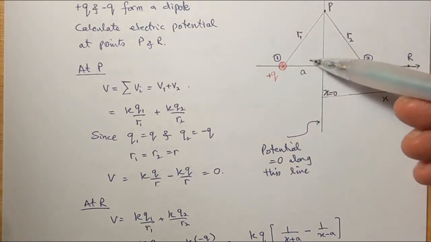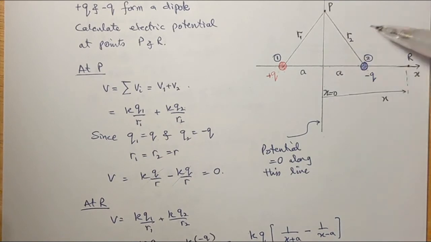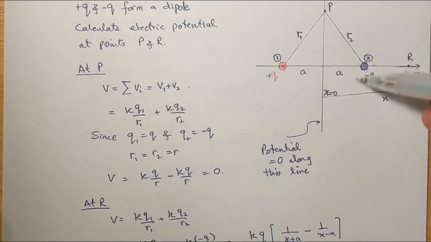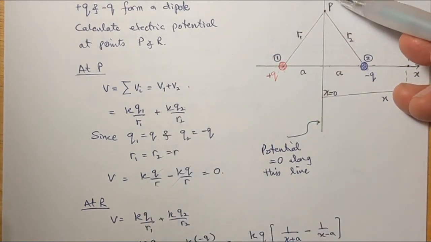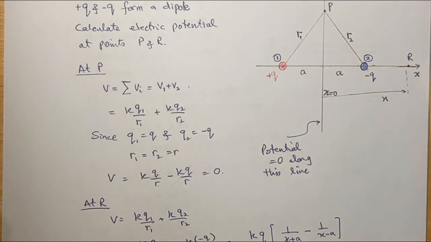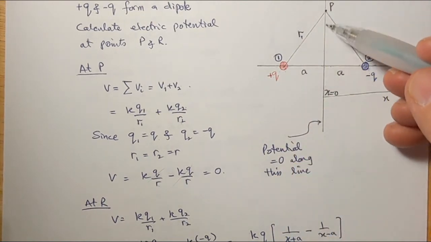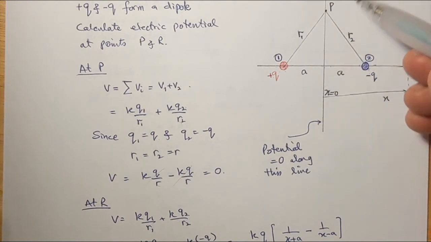So this side has positive potential, this side has negative potential because it's minus. We put a negative over here, so the potential here is negative, here is positive, and along this line it's 0. If the 2 charges were not equal, we would still have a line somewhere, it might be curved, where the potential would be 0.